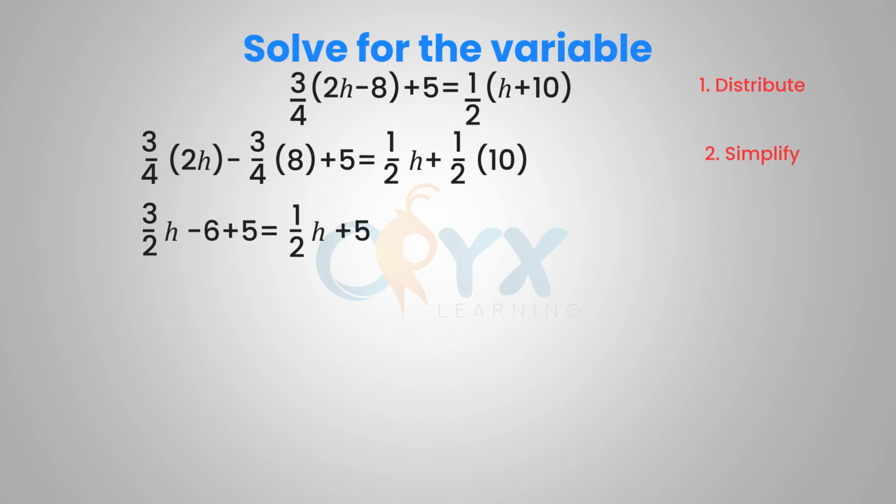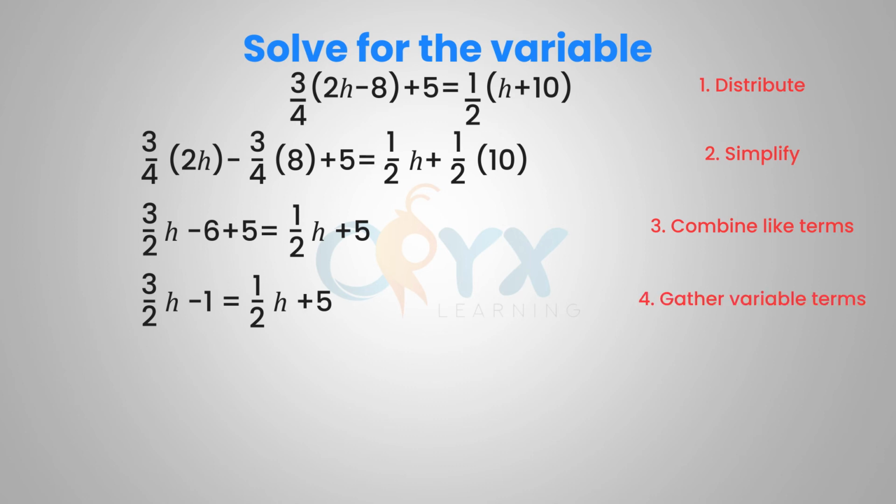which is also 5. We can combine our like terms to get 3 over 2h minus 1 plus 1/2 h plus 5. Gather our variable terms. I'm going to subtract 1/2 h from both sides of the equation, leaving me with 2 over 2h, or just 1h, minus 1 equals 5.